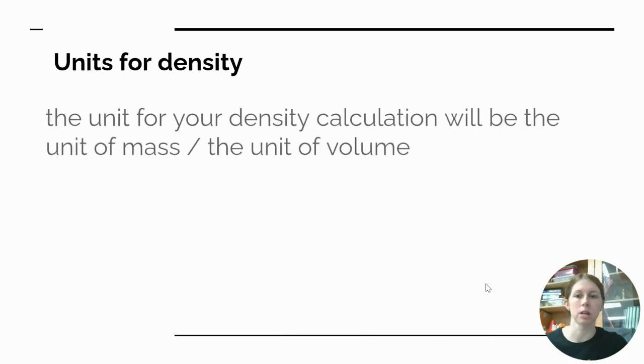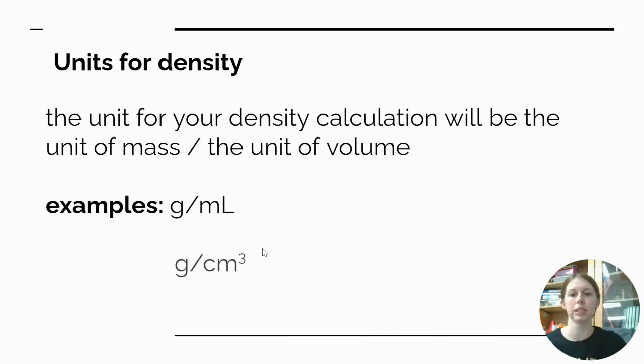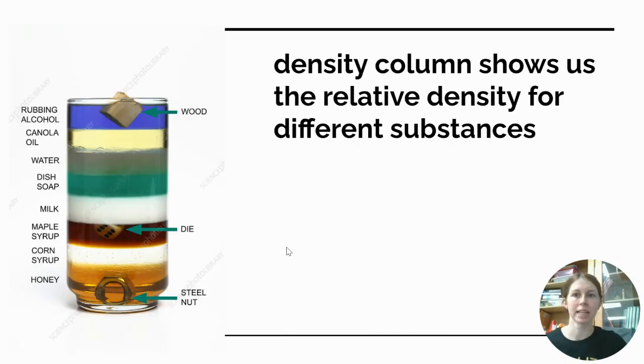Here's the unit: whatever your unit of mass is, that's the unit you would use with volume. It could be grams per milliliter, or grams per cubic centimeter. Next is density columns. We didn't make one this year; we might make one later. Basically, it's a tube that you can put different liquids or even solids in, and they will move in that column based on their density. Here you see this dice. The dice is further down, so it's more dense than milk or dish soap, but it's not as dense as the corn syrup or the honey, which is at the bottom. That just shows the relative density. You don't actually have to calculate the density. You can just say, looking at this, the milk must be more dense than the water.